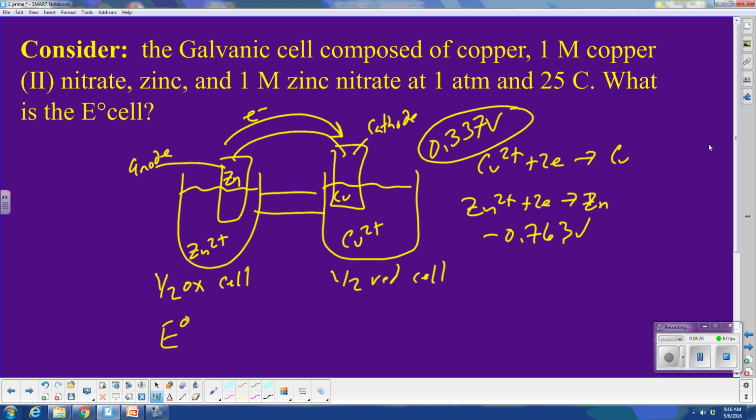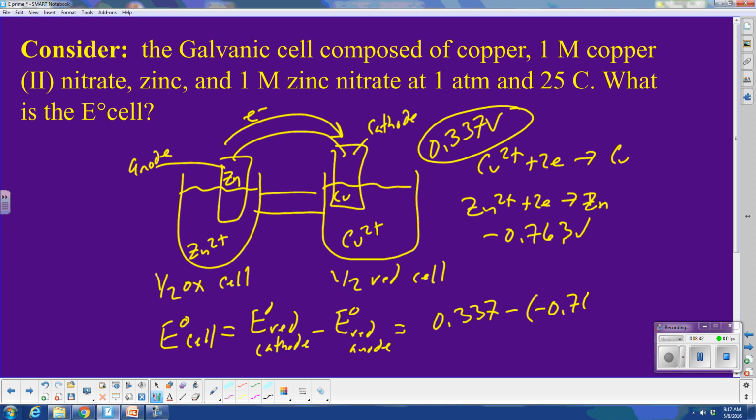My standard cell potential will be equal to the standard reduction potential at the cathode minus my standard reduction potential at the anode, which would be equal to what? How about 0.337 minus a negative 0.763. So I think I can do that in my head. 337 plus 763. It looks like a 0, carry the 1, 0, carry the 1. Oh my goodness, is that right? I think, there we go.